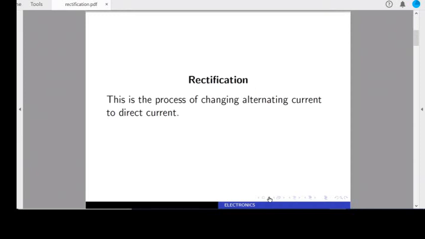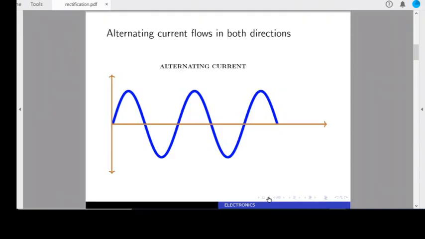Rectification is defined as the process of changing alternating current to direct current. When you talk of alternating current, it flows in both directions. For example, we have a current here that is moving. As we can see, it is moving up and it is also moving down. Now, a current that is moving like this is known as alternating current.